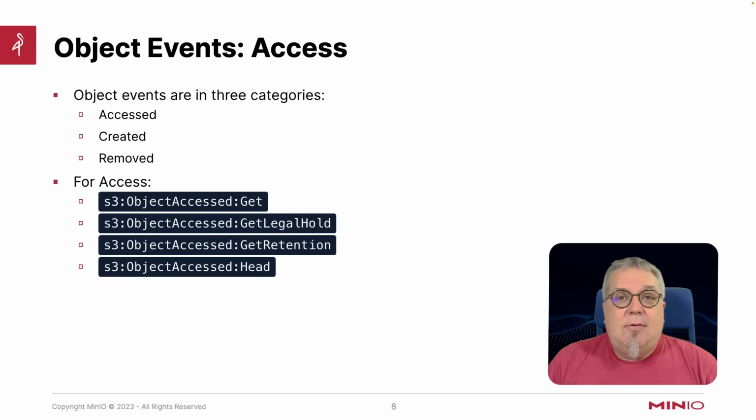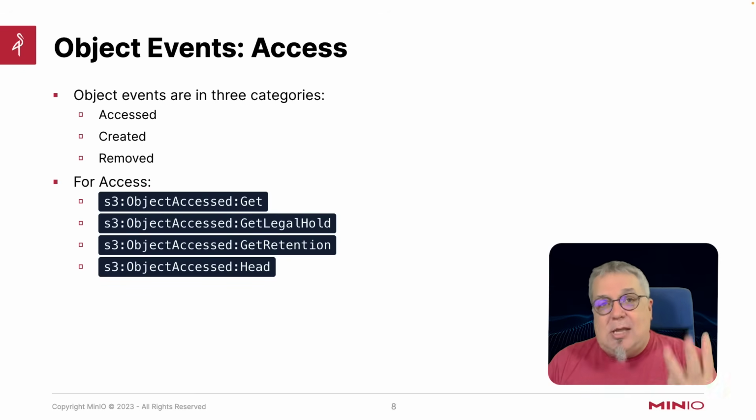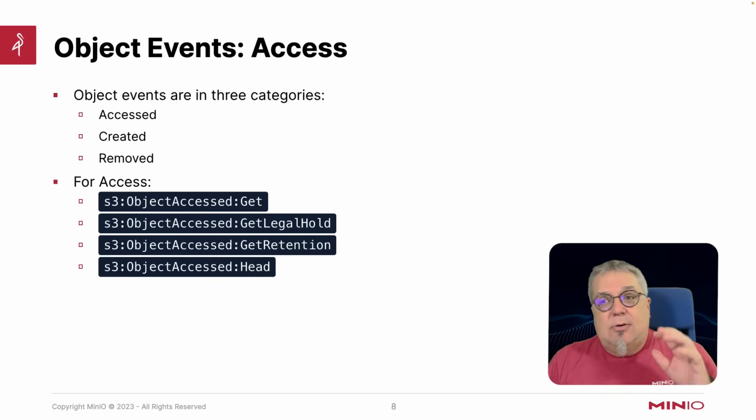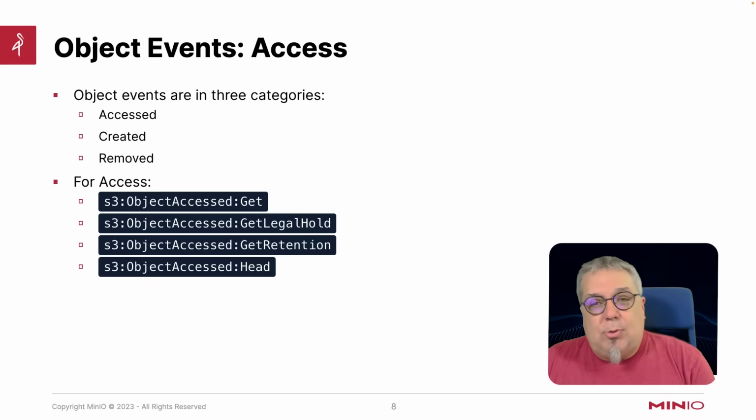Most commonly, though, a lot of folks are going to be looking at objects and seeing what happens with the objects. There are three categories of object events. There are accessed, created, and removed. Okay? For access, get legal hold, get retention, and head. Those are all pretty self-explanatory.